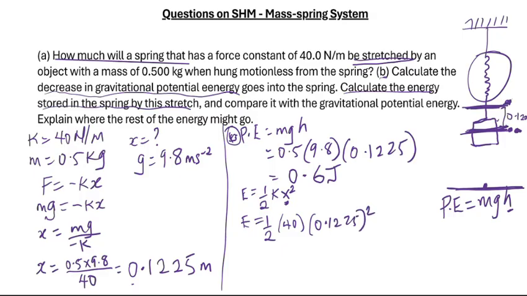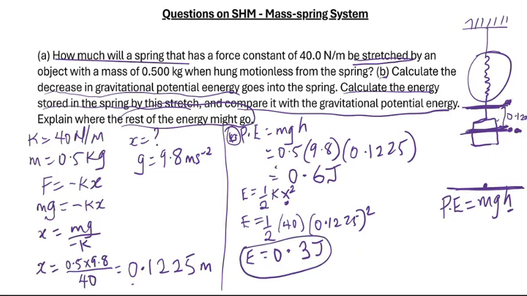If we put that one also in the calculator, we will get our total energy to be approximately 0.3 joules. And they said we should compare it with gravitational potential energy, and where does the rest of the energy go. We can see that we have 0.3 and we have 0.6. The total energy ought to be 0.6 because this is the potential energy that it lost. So since that is the energy that it lost, then the energy loss should be equal to the energy gained by the spring. The total energy gained by the spring.